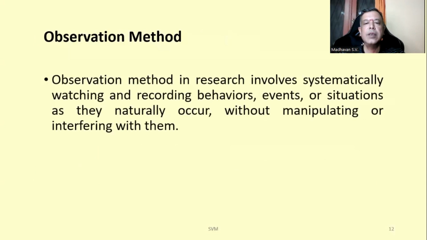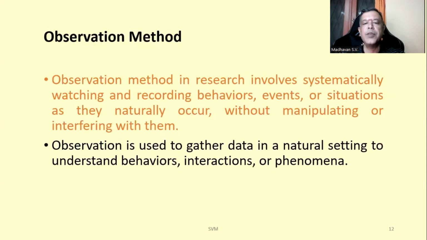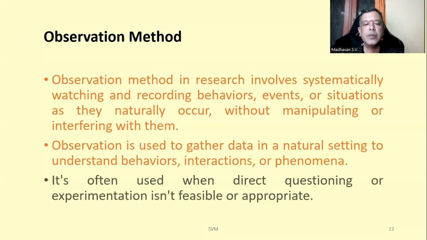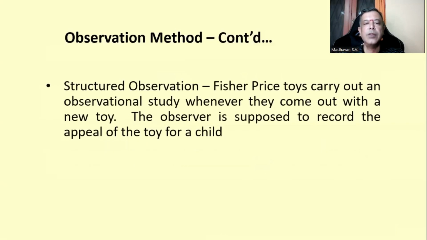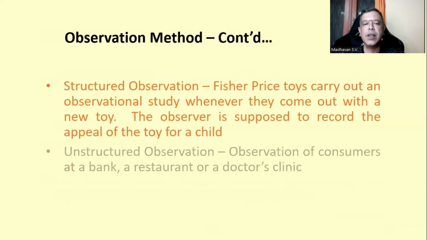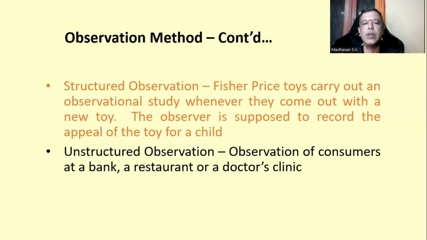Observation method. In research, it involves systematically watching and recording behaviors, events, or situations as they normally occur without manipulating or interfering with them. Observation is used to gather data in a natural setting to understand behaviors, interactions, or phenomena. It is often used when direct questioning or experimentation is not feasible or appropriate. There are two types. One is structured observation, another one is unstructured observation. Let us go through structured.